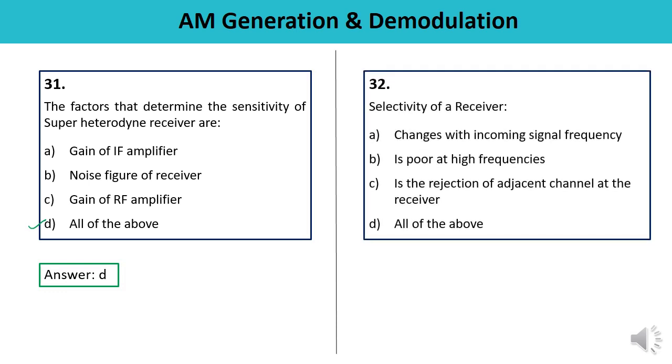Question number 32. Selectivity of a receiver. Selectivity is what? Changes with incoming signal frequency. Correct. Selectivity is poor at higher frequency. Correct. And it is the rejection of adjacent channel at the receiver. Correct. A, B, C, all are correct. It means answer is D. All of the above.